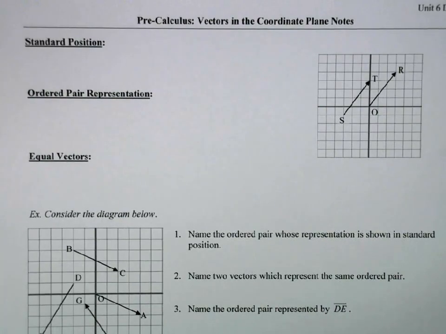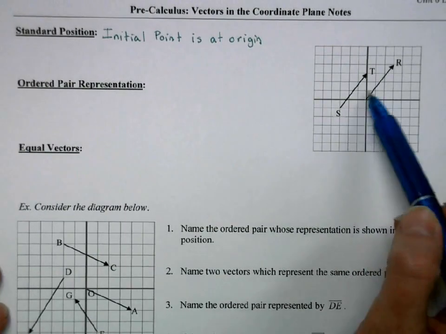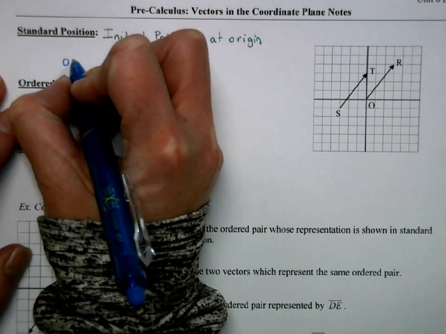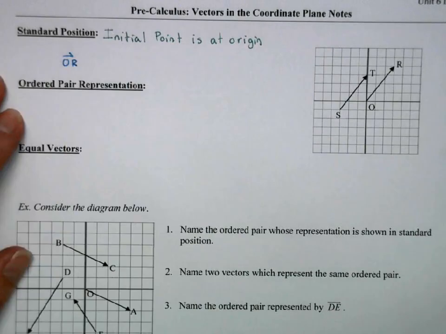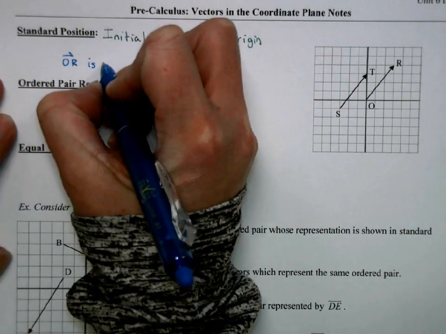In this video, I'm going to talk about vectors and how we can deal with them in the coordinate plane. So first, let's talk about a vector in standard position. If a vector is in standard position, then its initial point is at the origin. So if we're looking at our diagram here, we've got two vectors, OR, and when we're looking on the coordinate plane, we'll use the starting point and the ending point, then use our vector symbol. That is in standard position.